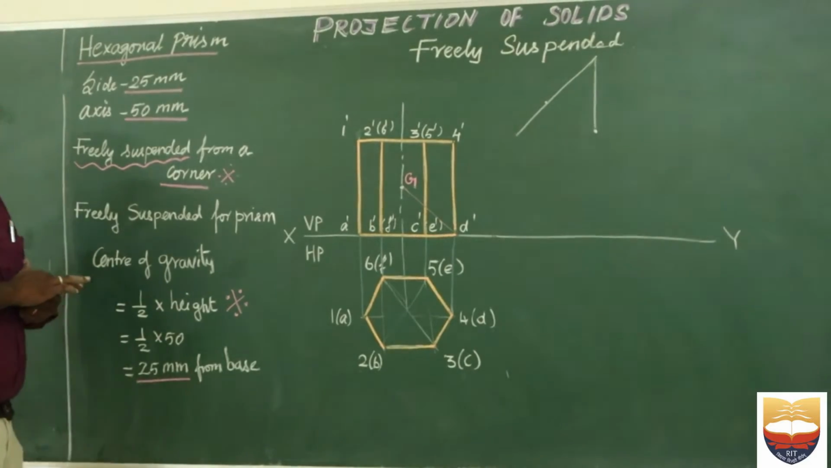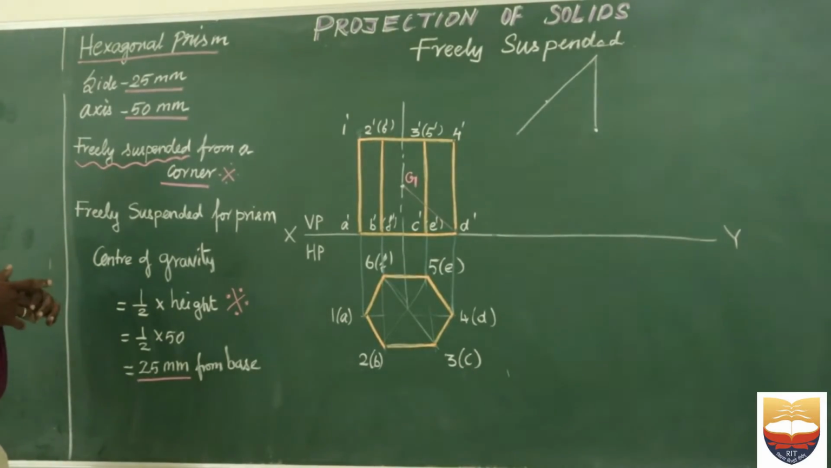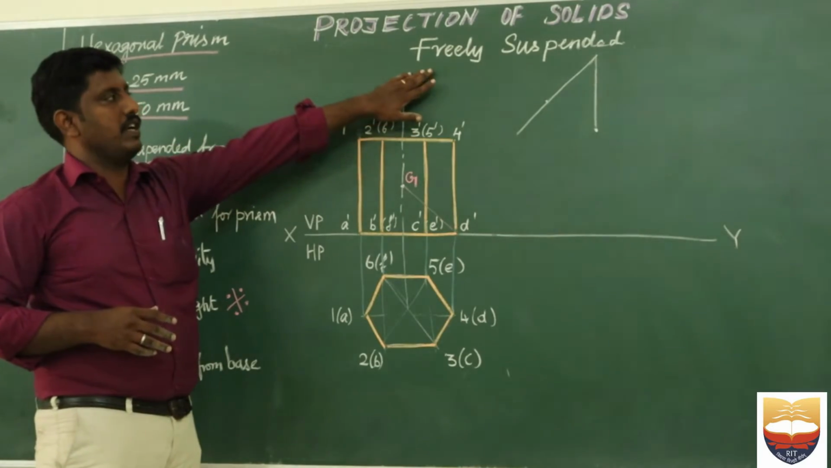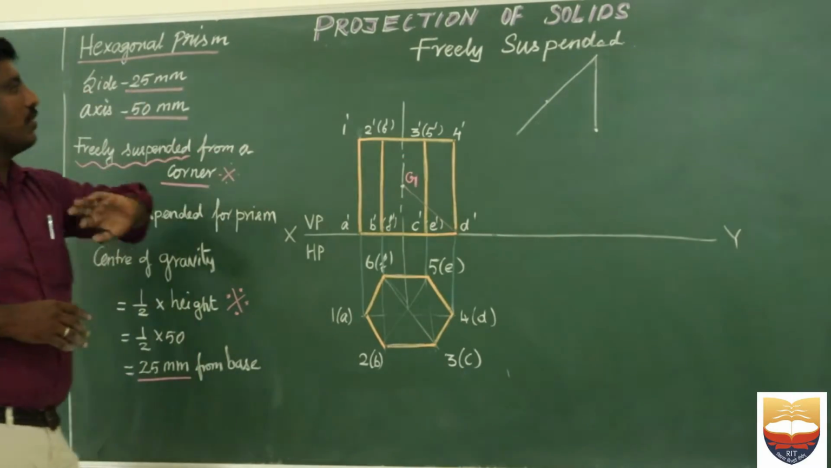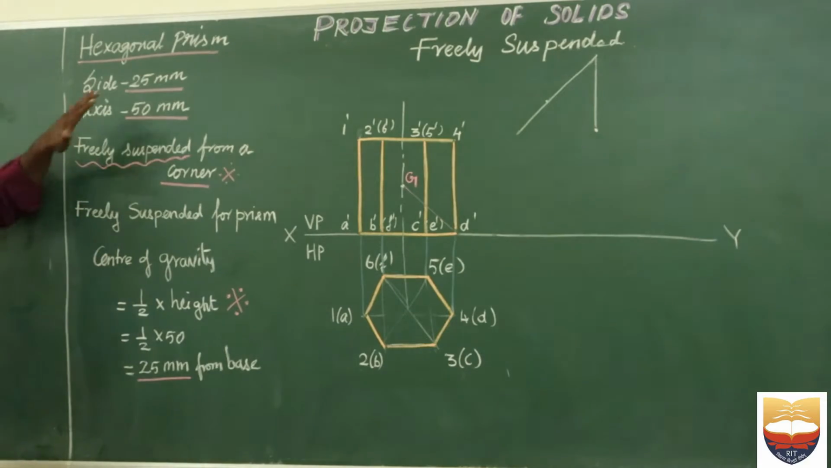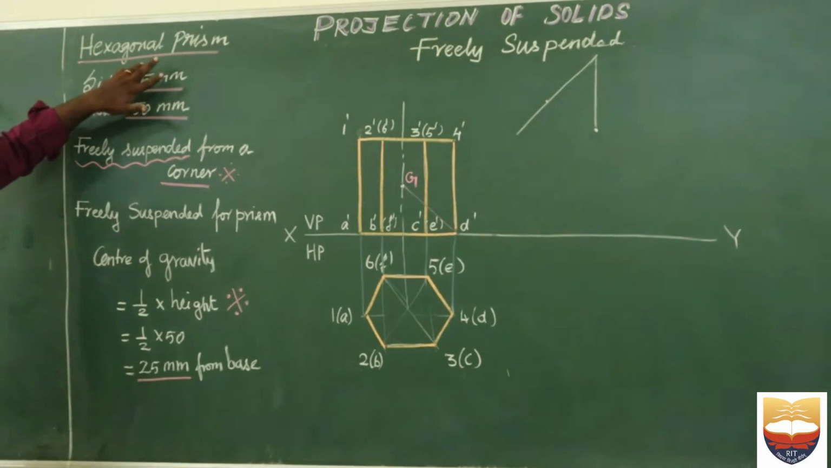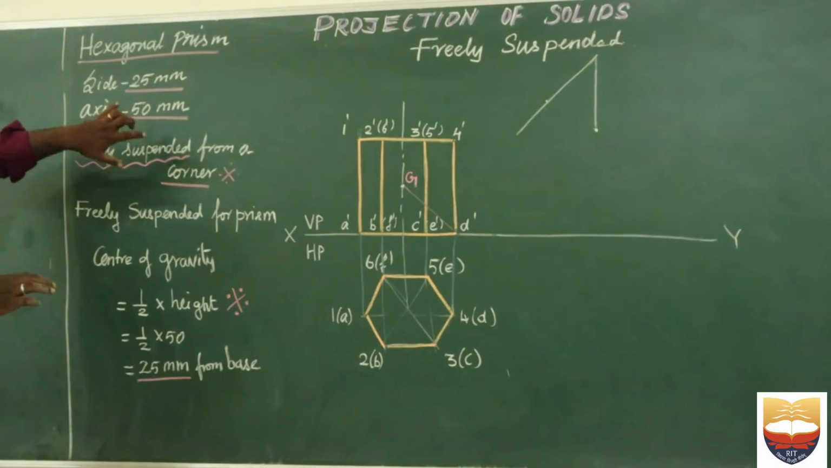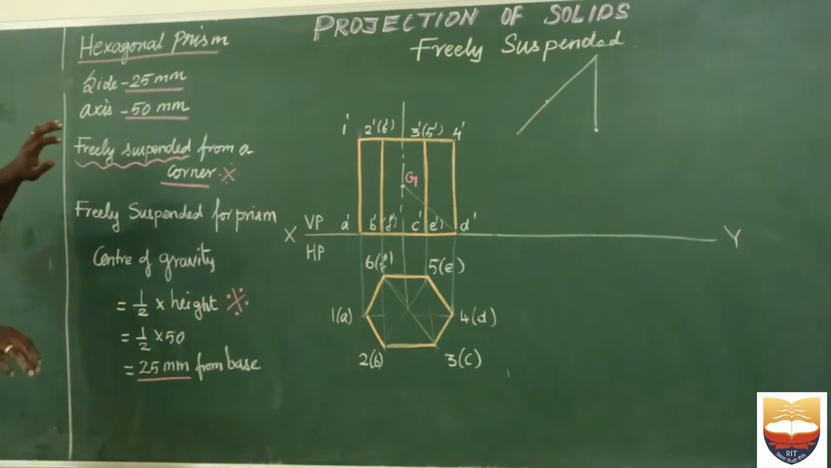Okay, welcome students. As per our previous lecture, we can see our second problem in our freely suspended object. In this particular lecture, we are going to see a freely suspended hexagonal prism. As I told you earlier, any freely suspended object can be hung only with the help of its corner. Here is the problem; you can see the detailed problem in the description.